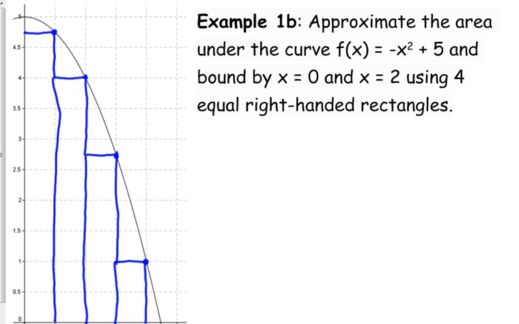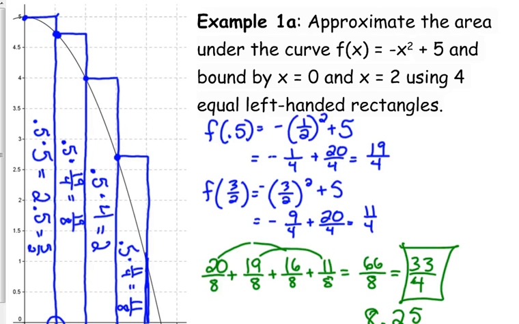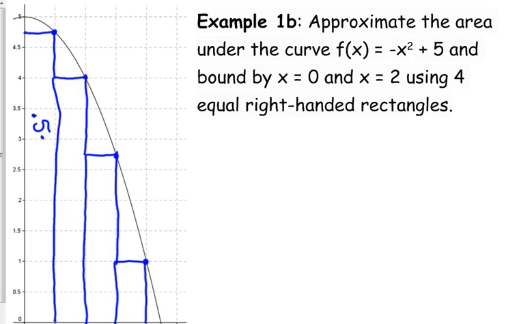Now we already found this piece. Let's see here. That one was, when we plugged in 0.5, what did we get? 19 over 4. And when we plug in 1, we get 4. When we plug in 1.5, what do we get?